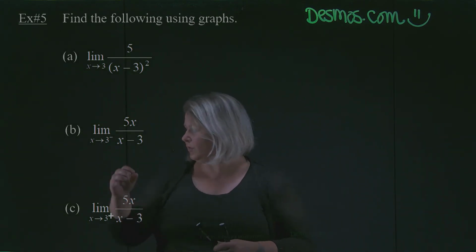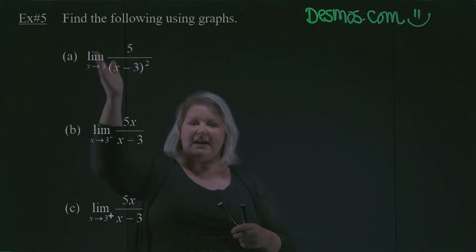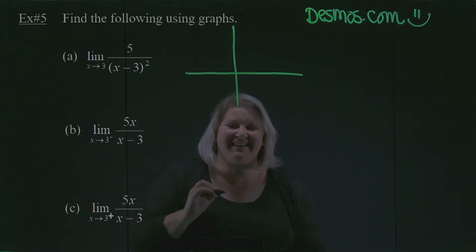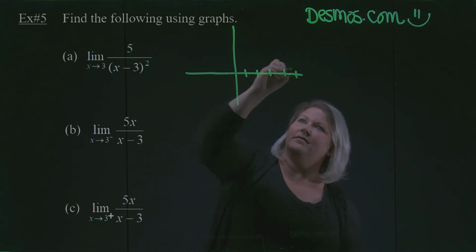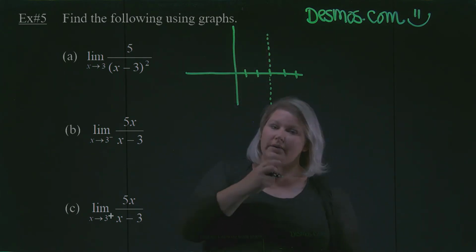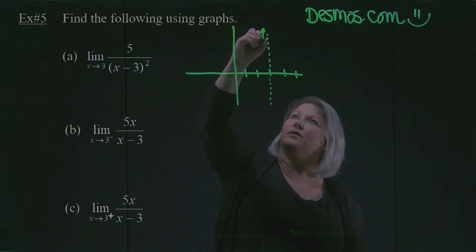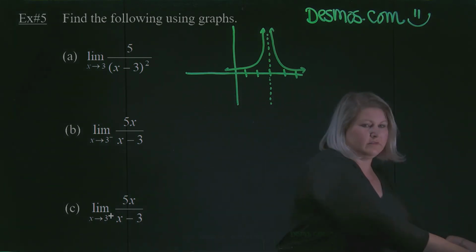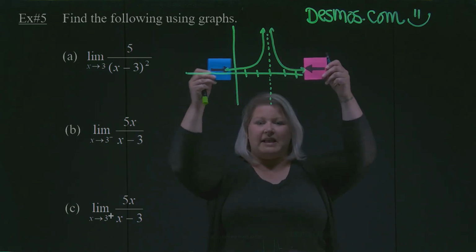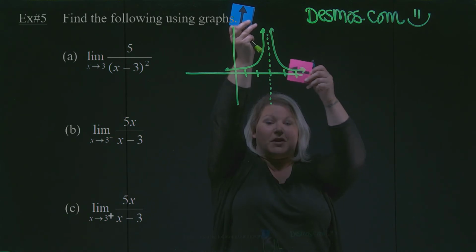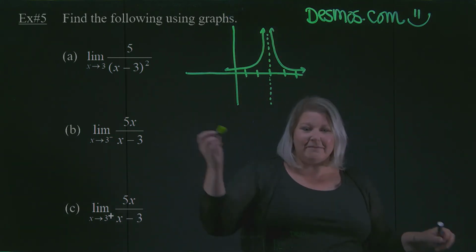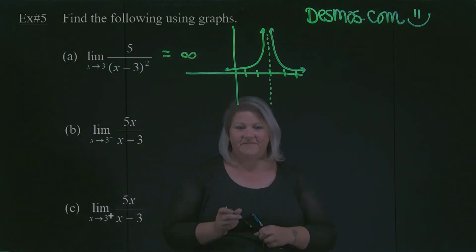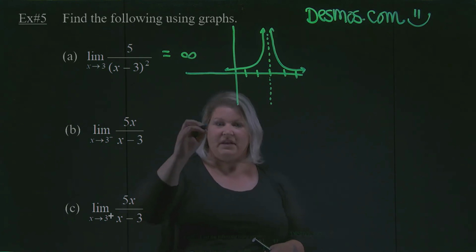Okay, so we are going to look at this function here. Graph the 5 over x minus 3 squared. And you're going to see a graph that looks like this. Sorry. You're going to notice here at x equals 3, you have an asymptote. And the function does this. Okay, so the limit as x approaches 3. What's my left-hand limit going to? Infinity. What's my right-hand limit going to? Infinity. So we can say that the limit of this function as x approaches 3 is equal to positive infinity. Let's look at the next one. Again, start with a graph.